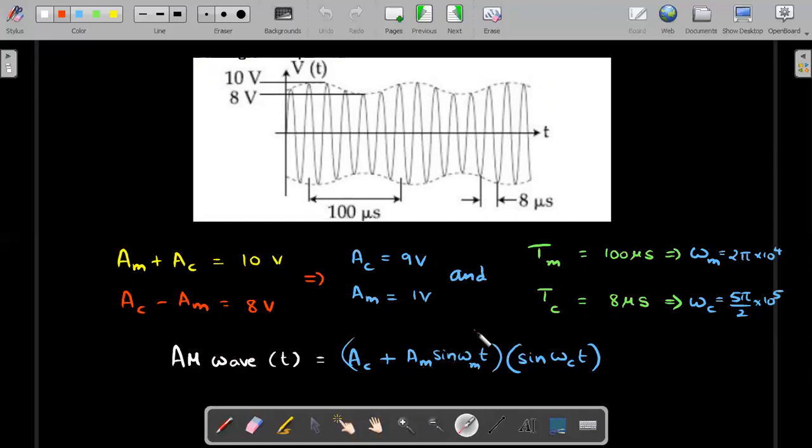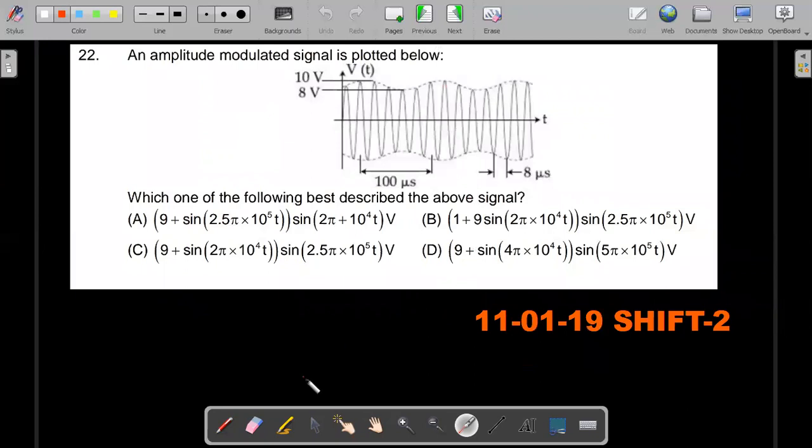Remember, AC is supposed to be only here with sine omega ct. What are you modulating? You're changing AC and adding AC with a signal. That means you're changing the amplitude as a function of time. That's why it's called amplitude modulation. Okay, so this is it, and you have to substitute all these numbers, and I think you end up getting C as the correct answer. You just check it out.